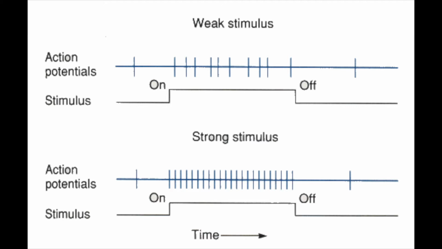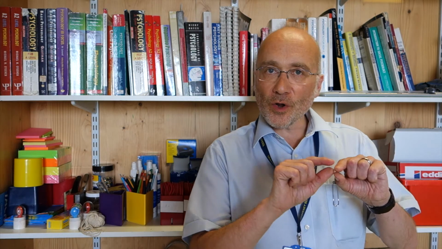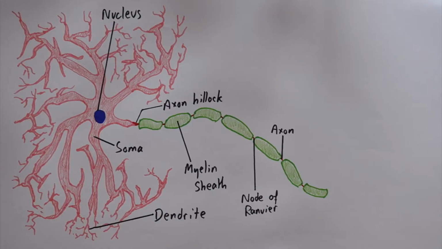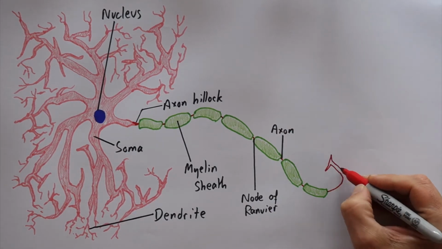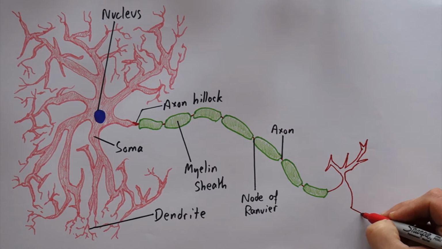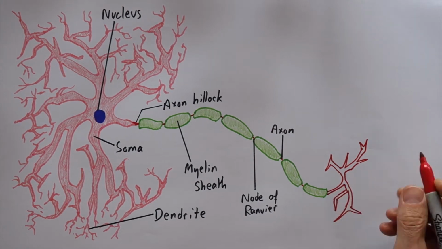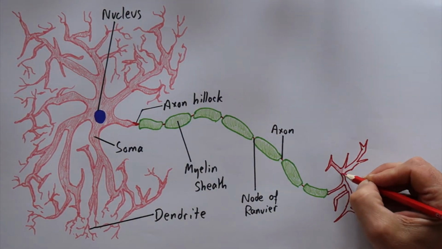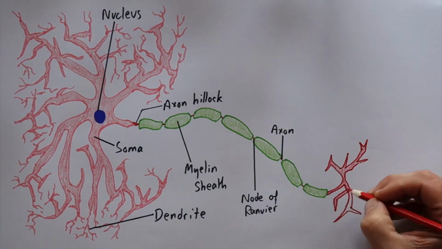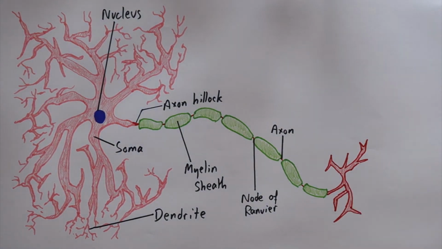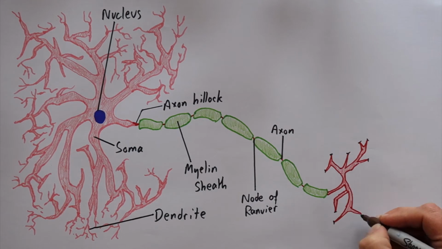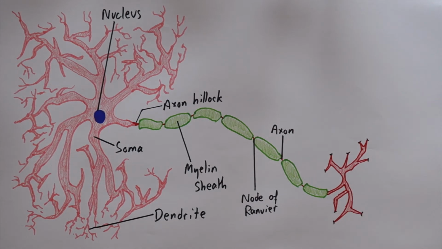Axon terminals. Axons are like one long, thin wire. But at the end, they sometimes branch out. And at the end of every axon, or every branch of the axon, there is an axon terminal, sometimes called a terminal button. And these are literally our nerve endings. It's where the action potentials end up.